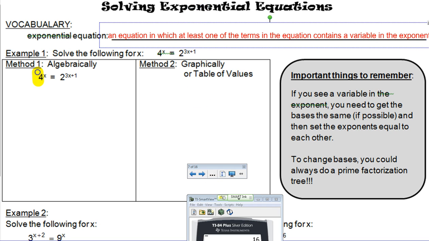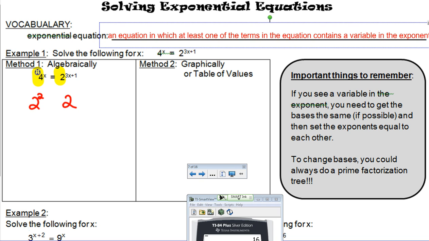All right, so when I see these problems, I'm first going to focus on the 4 and the 2. I need them both to be the same base number. Well, 4 is 2 squared. So that's 4, and 2 is just 2.